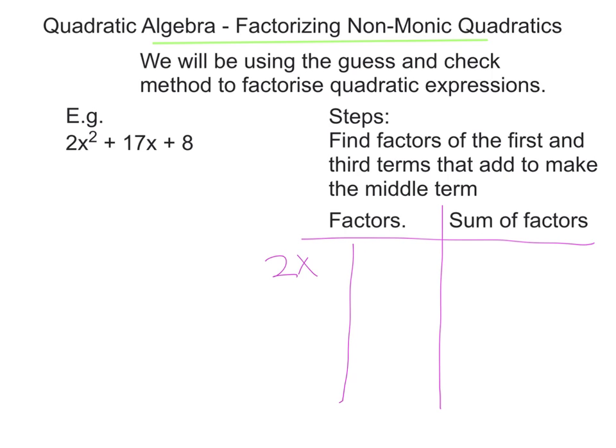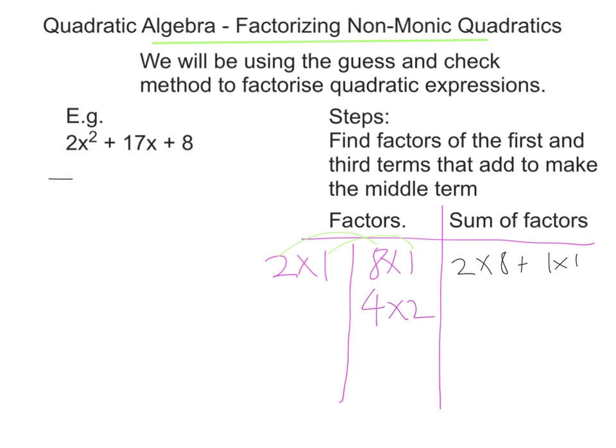2 times 1. They're the only factors, so that's a bit simpler with this one. For 8, you can have 8 times 1 and 4 times 2. So let's have a look at that. If I multiply 2 times 8, I'll get 16, and 1 times 1, I'll get 1. That actually adds to 17. So that's the one that we're looking for. So I'll get 2 times 8 plus 1 times 1 will give me 17.